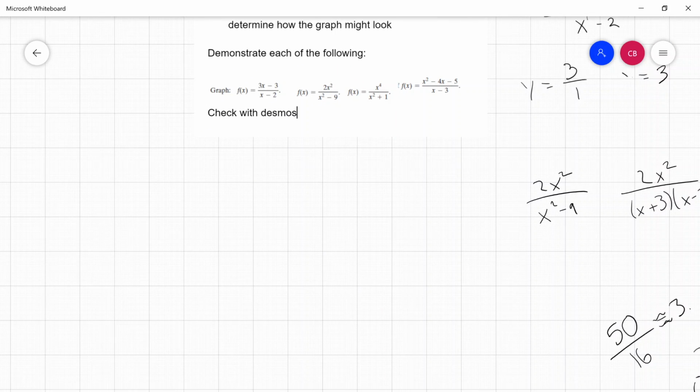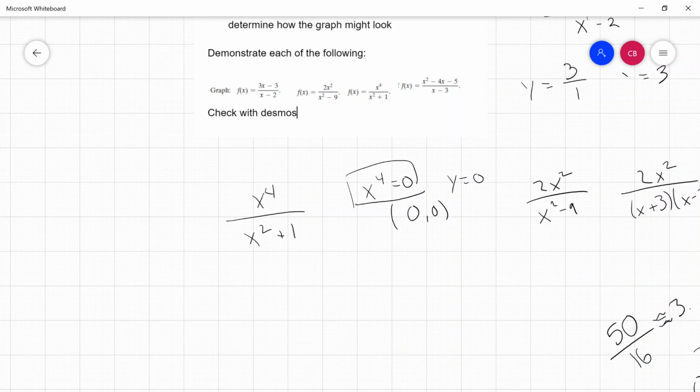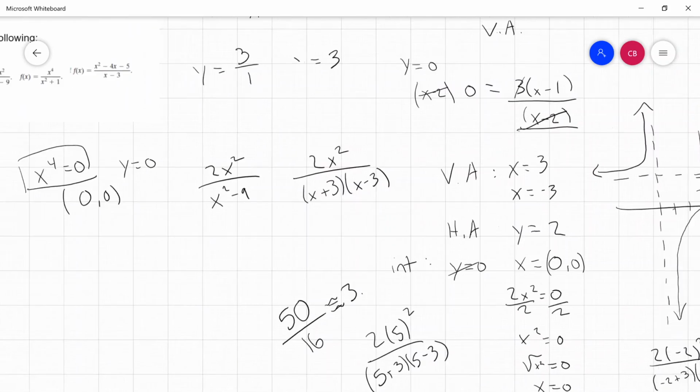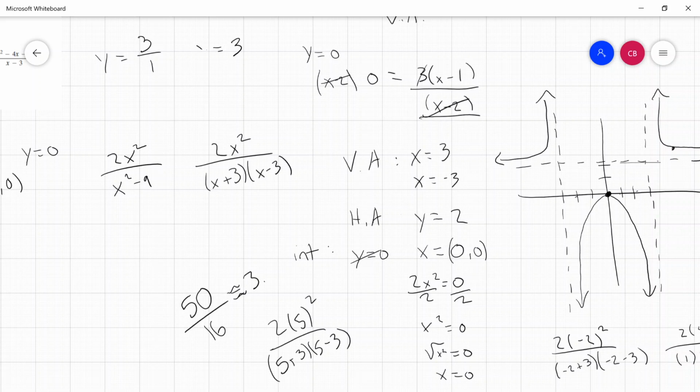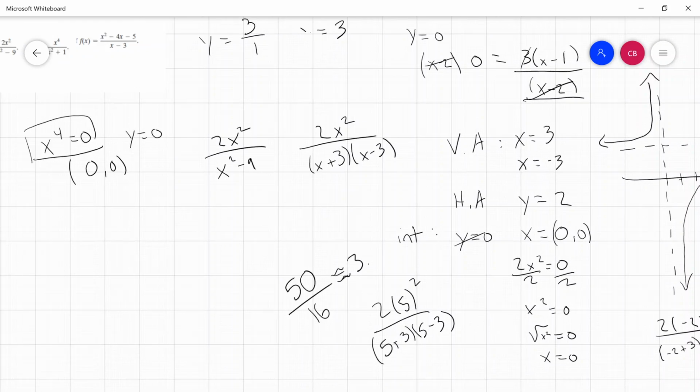We can do x to the 4th over x squared plus 1. Okay, let's get our asymptotes. We have x to the 4th equals 0. We've got y is equal to 0. So we've got 0, 0 as a point. It will not cross through 0, 0, just like this graph did not. It kind of bounced off of 0 and came back down. If you don't believe it, obviously try 2 and you'll see it does it again.